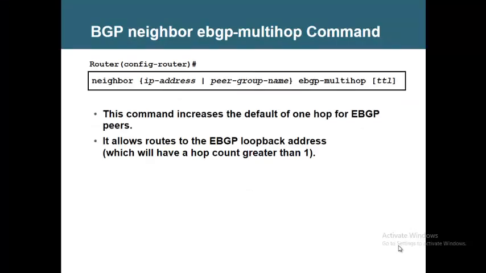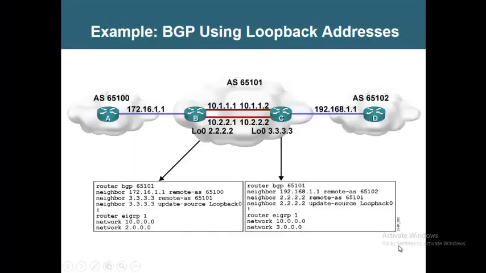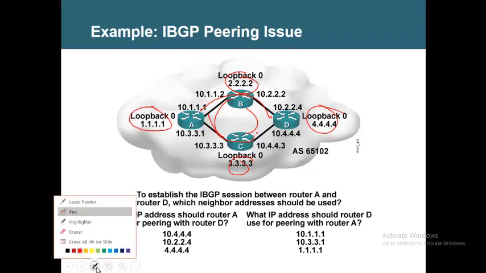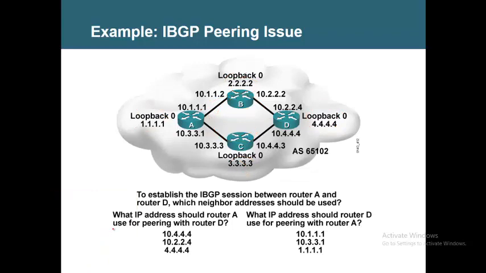The neighbor address that you are going to use for peering should be loopback whenever you have a redundant path to reach the neighbor. Whenever you have a redundant path, it's a good idea to use loopbacks, so that if any one of the paths is available, that's enough for neighborship.